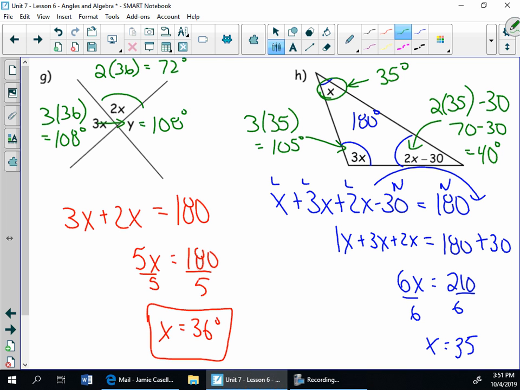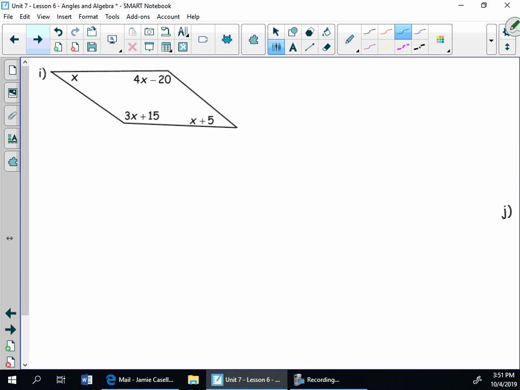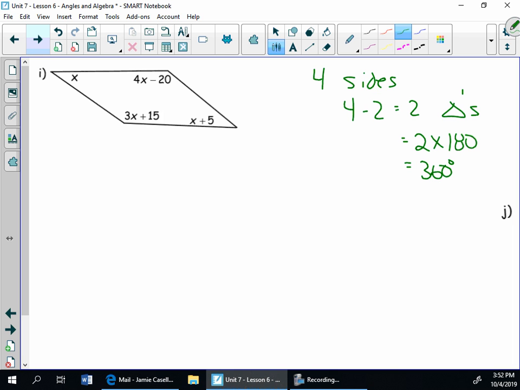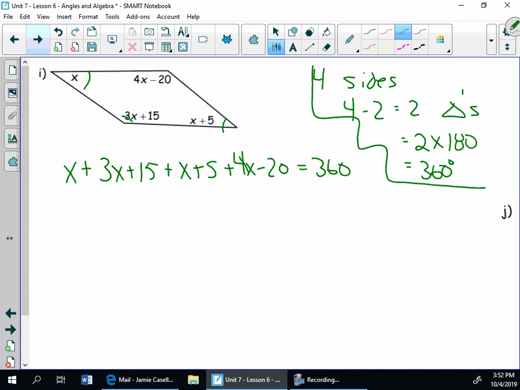Okay, you guys try one. See if you can come up with an equation that can be used to solve the missing angles here. What key idea can we use? What do we know about 4 sides? Well, that's 2 triangles, and 2 triangles is 360 degrees. I know if I take each of these angles, so x plus 3x plus 15 plus x plus 5 plus 4x minus 20, it has to equal 360 because it's 4-sided.